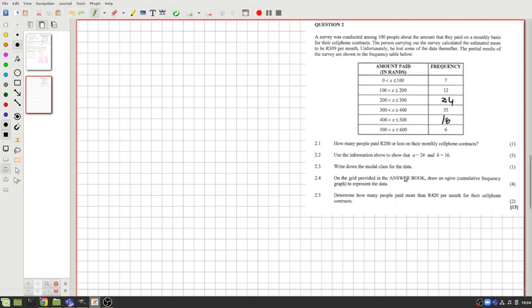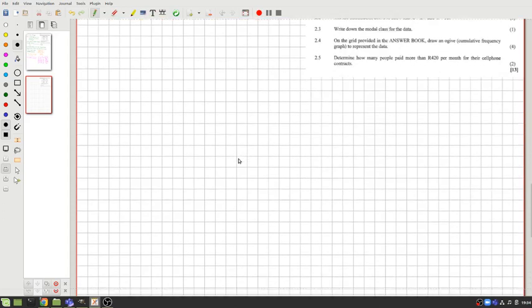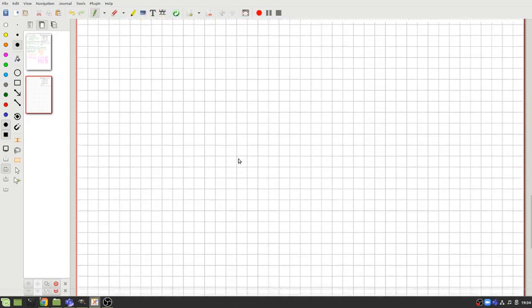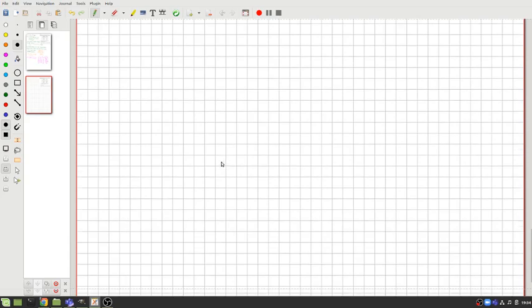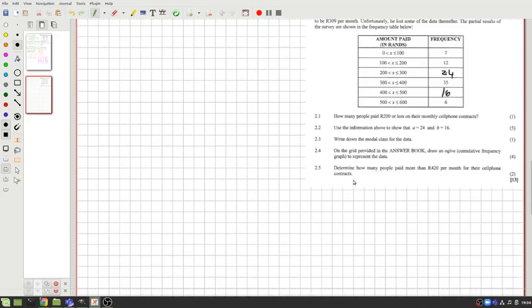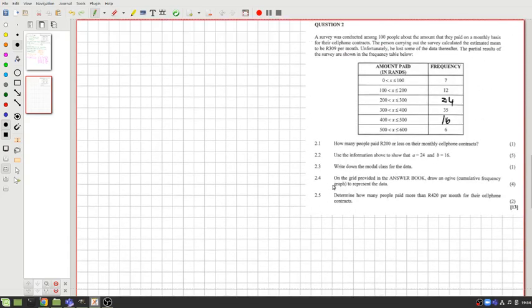Alright, now we need to draw an ogive. So I'm just going to go down here to draw that. Let's see, do I need extra space? No, that's actually fine. Let's draw it here.